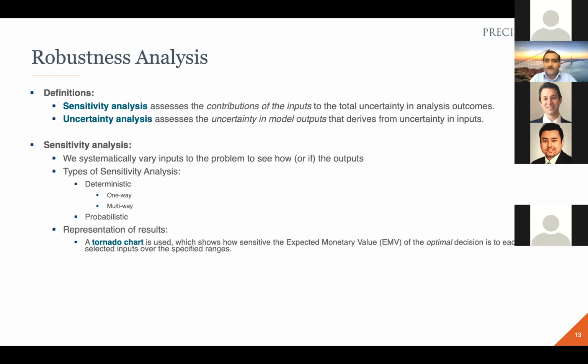Probabilistic ones are also called global sensitivity analysis, where all the parameters that you are uncertain about are varied simultaneously. And then you weigh the impact of one parameter on the model outcomes while taking into account the variation of the other parameters in the model. In a simple one-way deterministic analysis, you vary one or two parameters and see how the output varies.